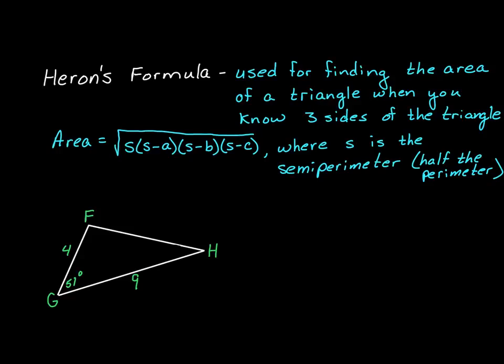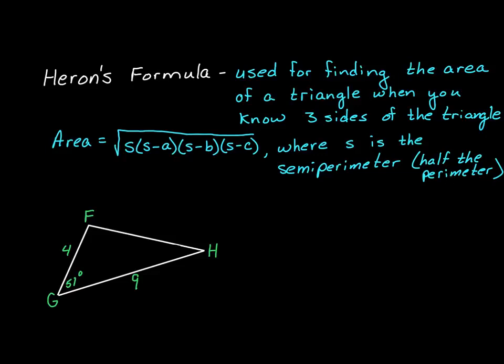All right, so that is where we come in with what is called Heron's formula. Heron's formula is used for finding the area of a triangle when you know three sides of that triangle. And this is the formula right here. A, B, and C are the three sides of your triangle. S stands for the semi-perimeter, and it's located in 4 different places in this formula. Now the semi-perimeter is just simply half of the perimeter. And to get the perimeter, you need to know all three sides.